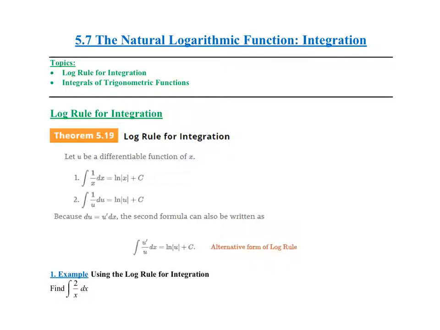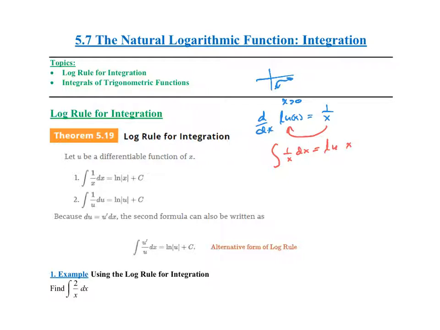Section 5.7 is on the natural logarithmic function integration. So here what we're doing is we're doing the derivative. What we know is the derivative with respect to x of the natural log of x is equal to 1 over x, right? Okay, so what we're doing is that rule backwards. So we know that the antiderivative of 1 over x with respect to x has to be the natural log of x, but the problem is if you remember here we had a restriction that x had to be positive because that's the graph of the natural log of x.